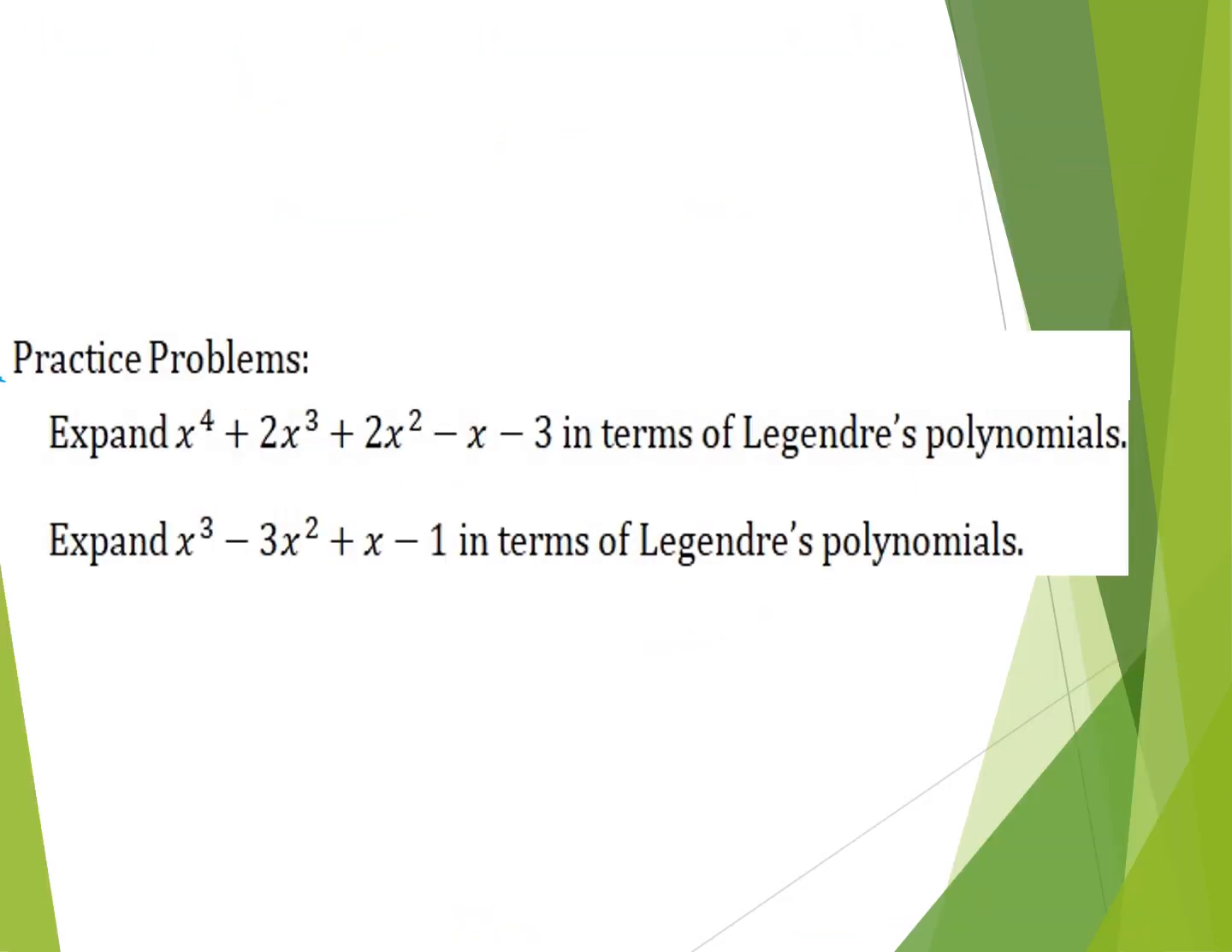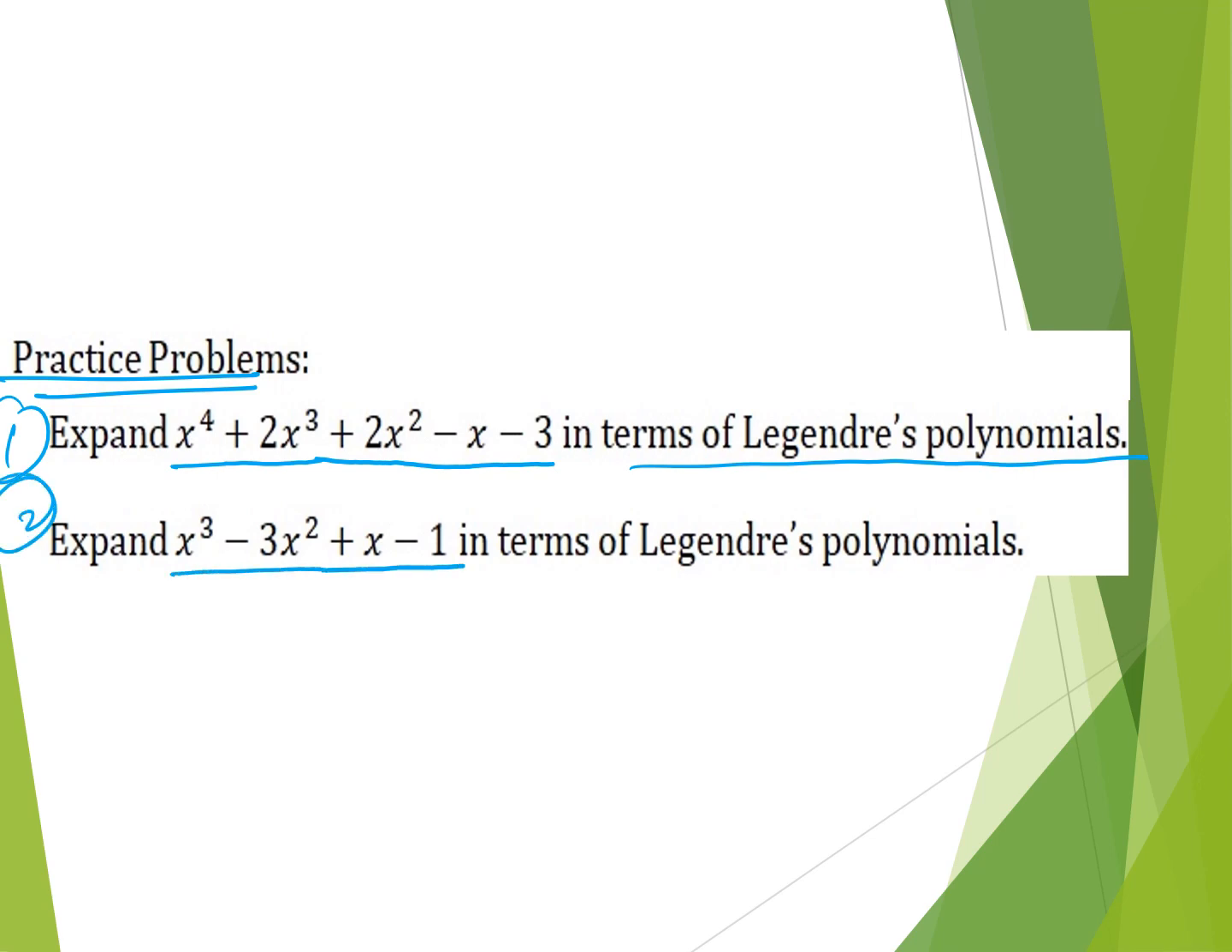Now this is the problem for practice. First question: express x^4 + 2x^3 + 2x^2 - x - 3 in terms of Legendre polynomials. And the second question: express x^3 - 3x^2 + x - 1 in terms of Legendre polynomials. The questions are exactly the same as what we have calculated previously. For any doubt or query related to these questions, contact your class concerned faculty. These questions should be solved by you. If there is any mistake, you have to submit that wrong calculation to your concerned faculty.